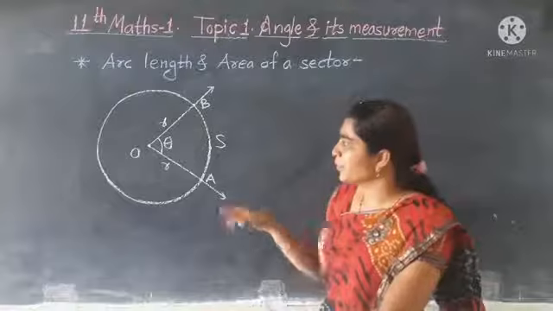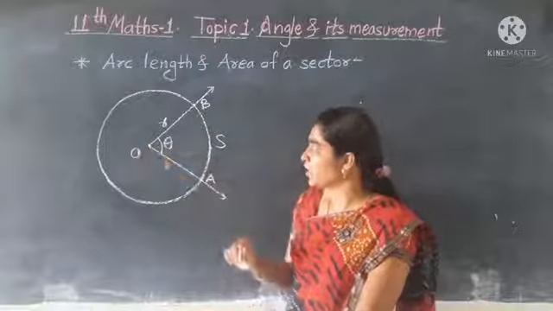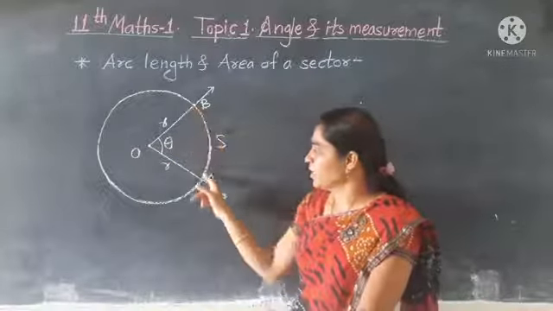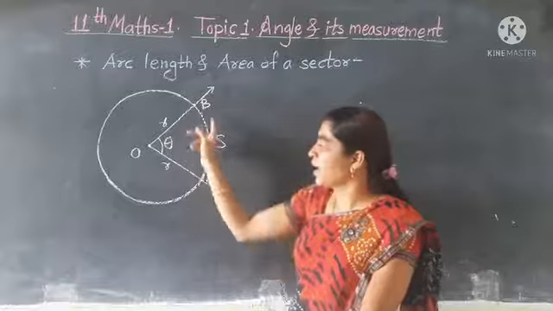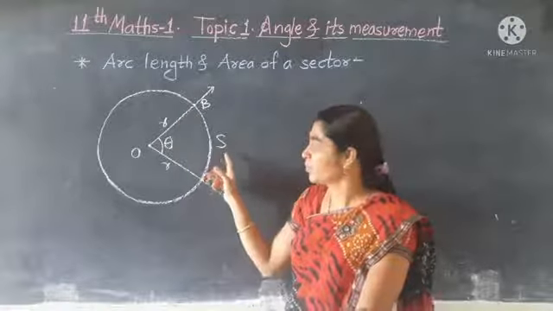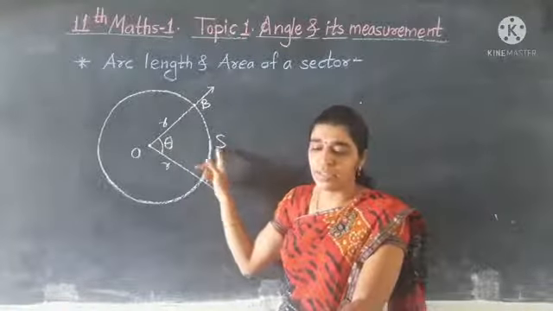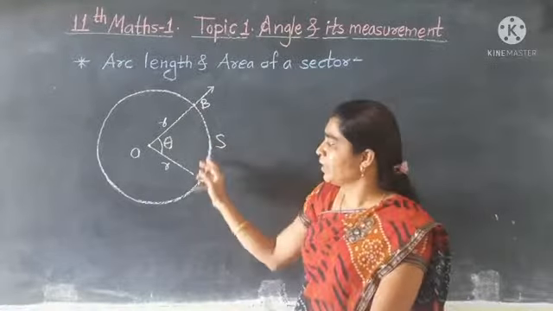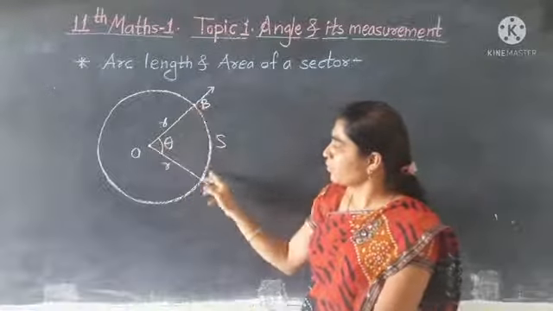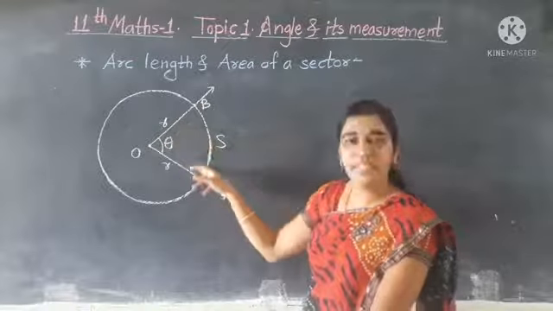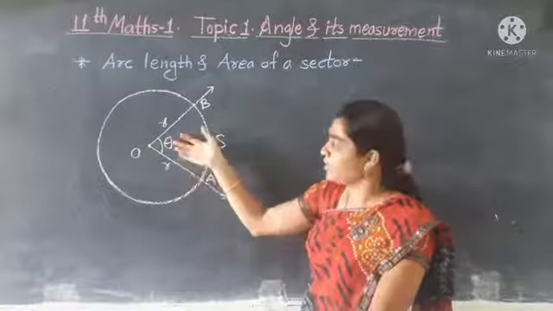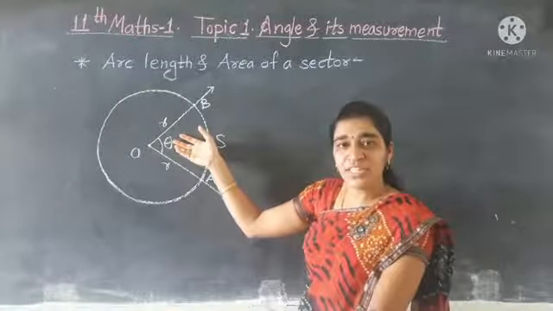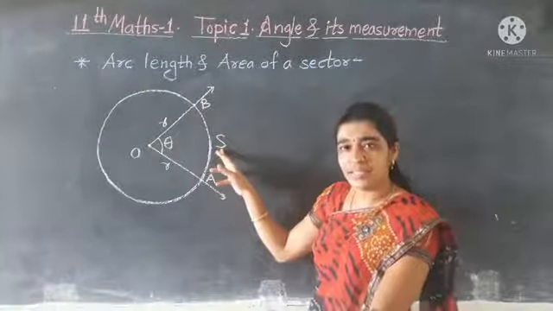See in the figure, O is the center of the circle. This distance is the arc. Here arc AB is given. We denote this by letter S. It is the length of the arc. This is the sector. And the length of this arc, we denote by letter S.